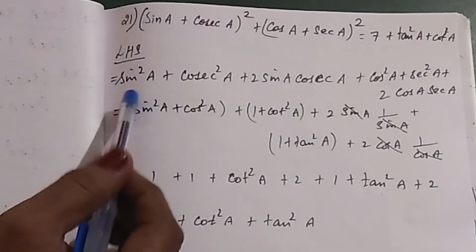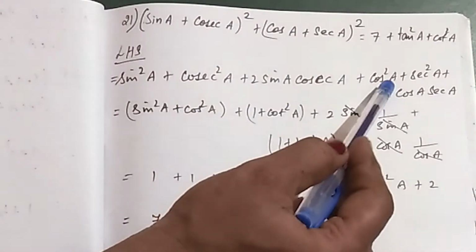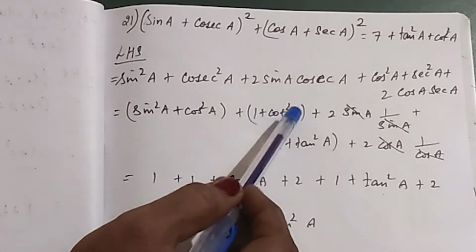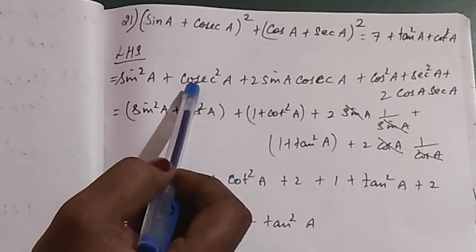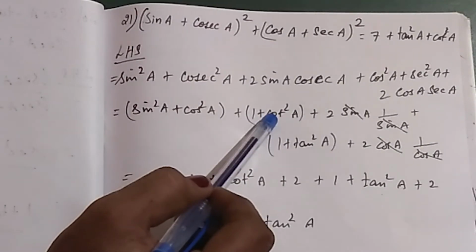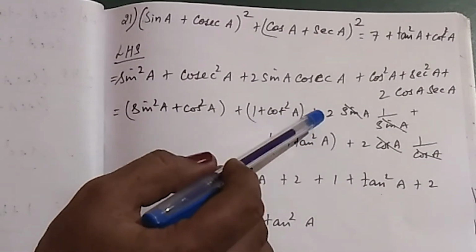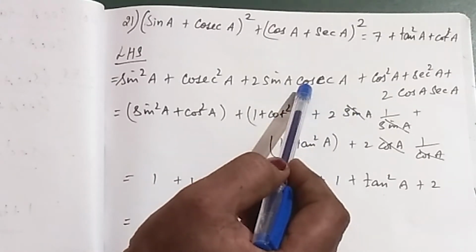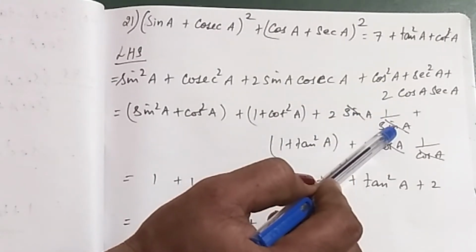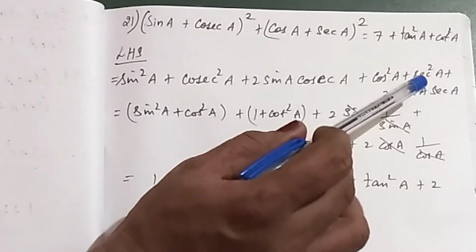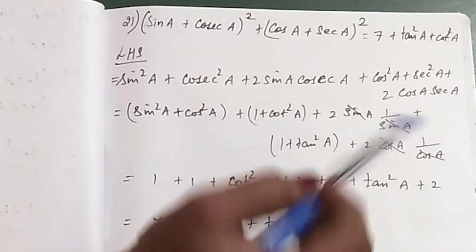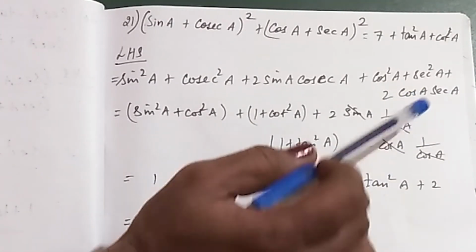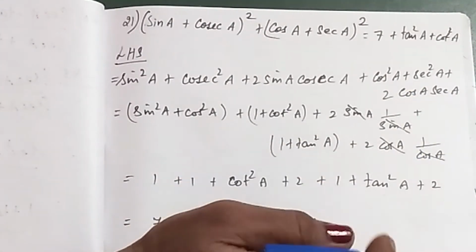Okay. Now, make a group. Sin squared A plus cos squared A, one group. Next, cosecant squared A, we can write 1 plus cot squared A, plus 2 into sin A and cosecant A means 1 upon sin A. Plus secant squared A, 1 plus tan squared A, plus 2 cos A and secant A means 1 upon cos A.